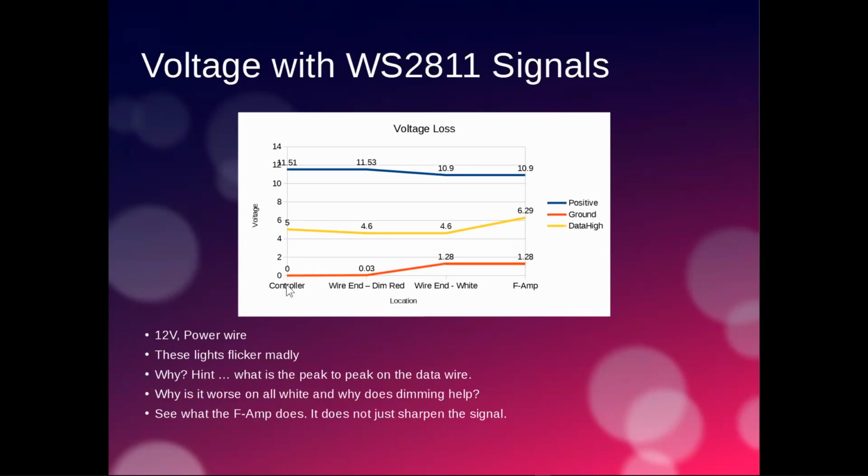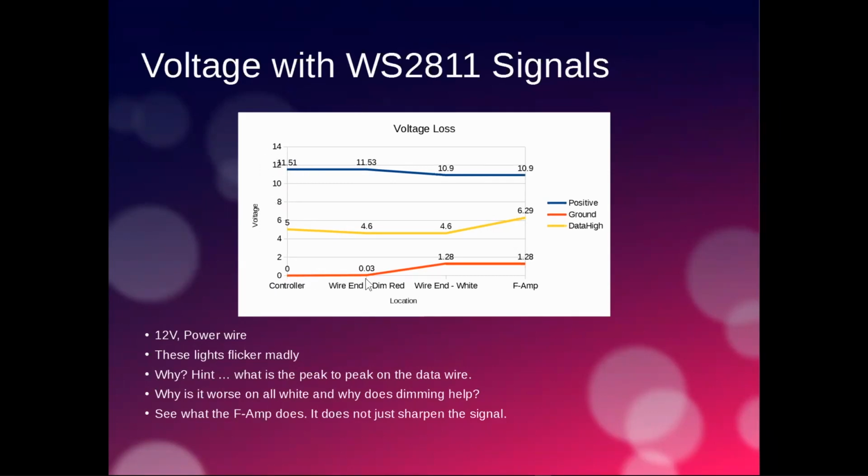At this point here, I'm measuring the voltage on the controller. So the ground is truly 0 volts. The data signal coming out is about 5 volts. The actual controller voltage is 11.51 or thereabouts, within an error factor. So it's not quite 12 volts, but it's close to.